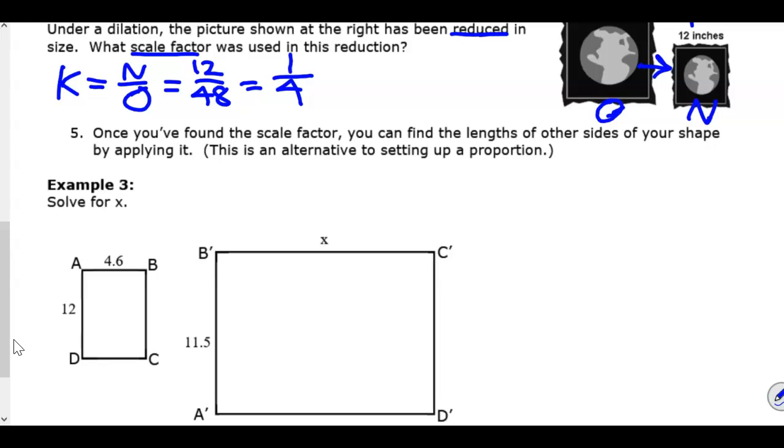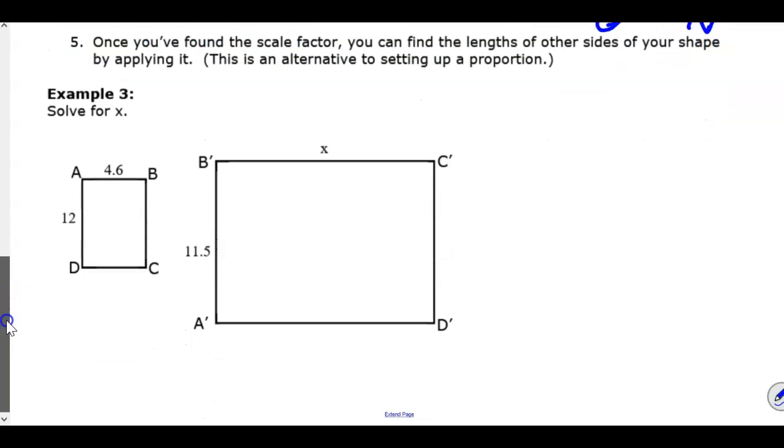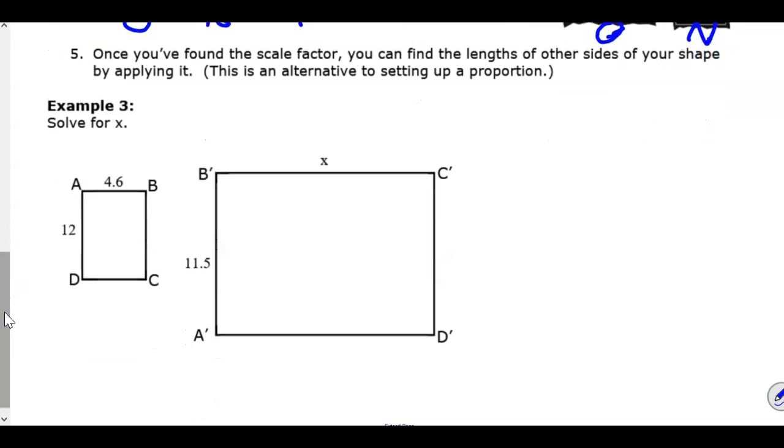Once you've found the scale factor, you can find the lengths of the sides of your shape by applying it. This is an alternative setting up of proportion. But you know what I'm going to do? I'm going to tell you just to find the proportion. Y'all remember finding proportions in the similar triangles unit? Now you can find the scale factor and then multiply it, which is fine. Let's see. If we're going from original to new, AB corresponds with which one of these sides?